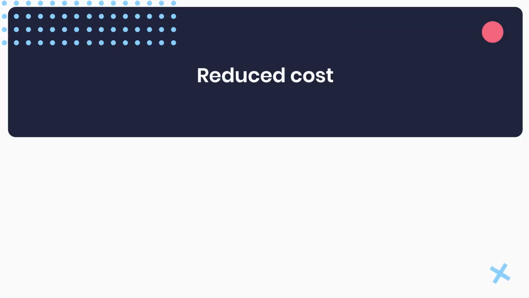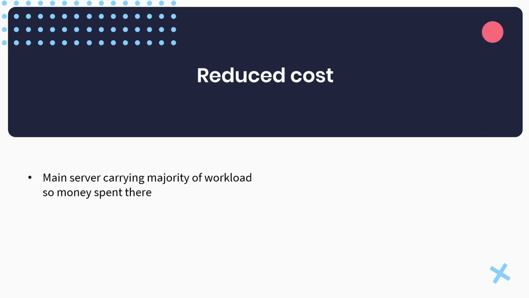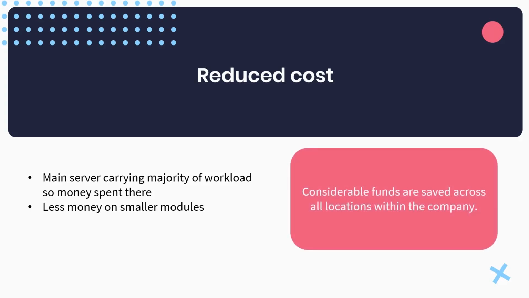Reduced costs, for example. In a centralized architecture, the main server is carrying most of the workload, and therefore companies can spend more funds acquiring a very sophisticated and dedicated centralized server and less money on the interconnection between the small modules in the remote sites and centralized server. With this system, considerable money is saved across the various locations of the company.